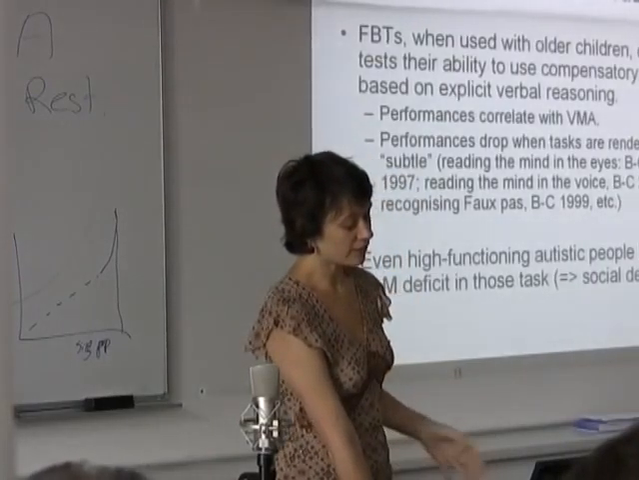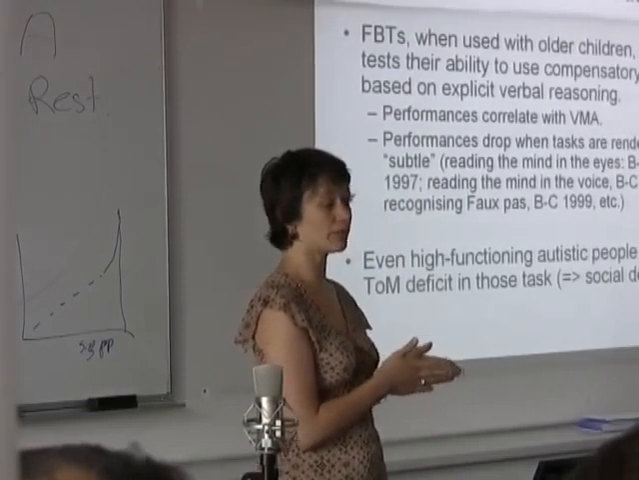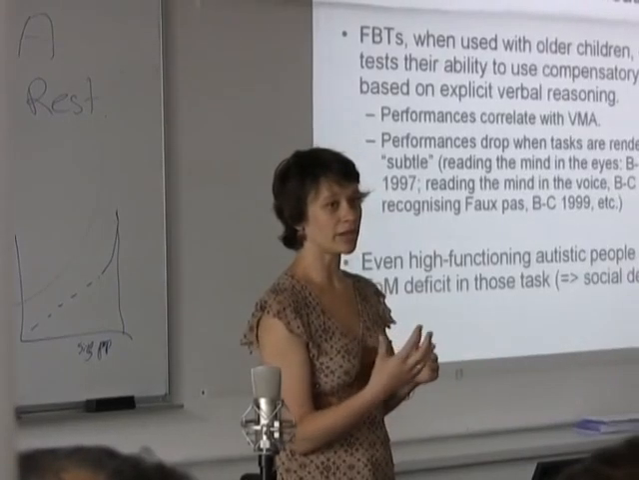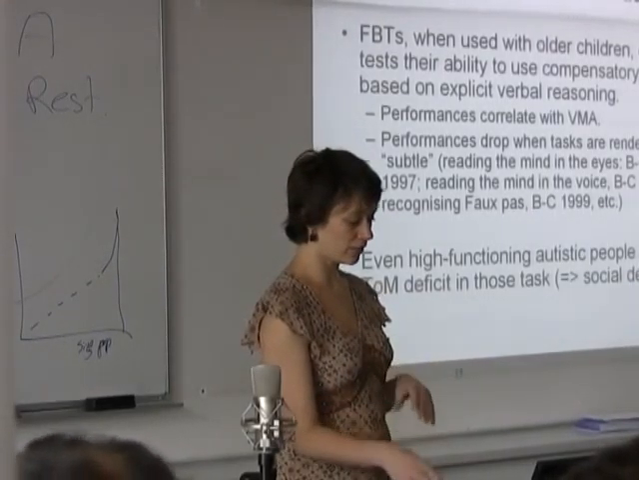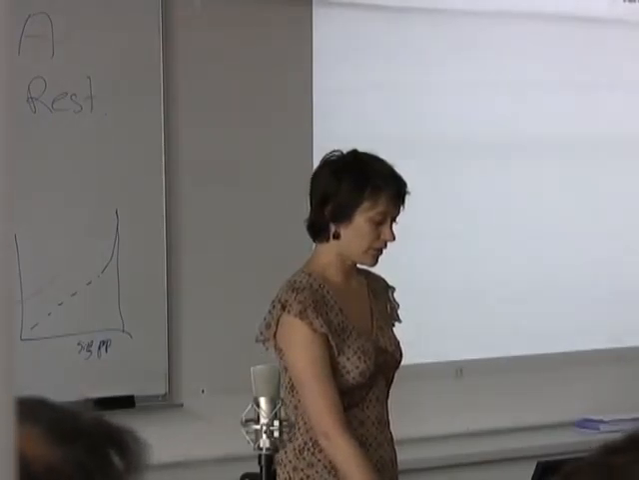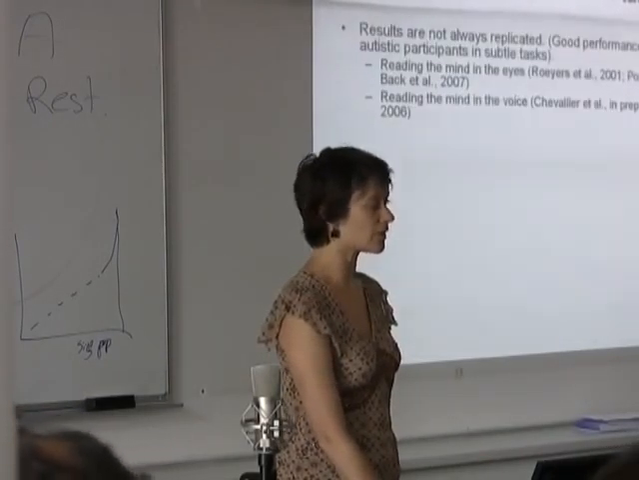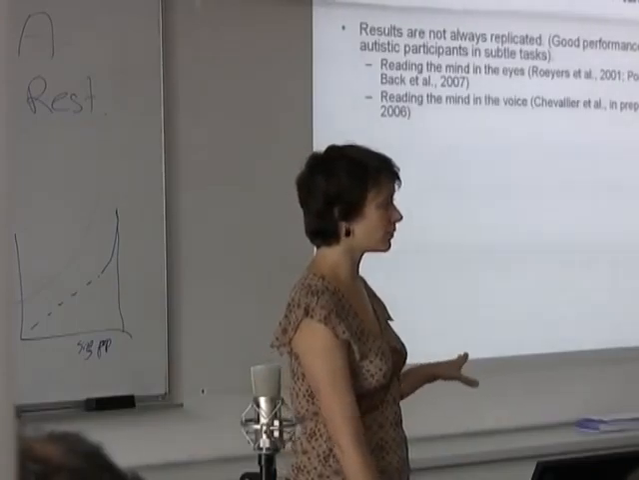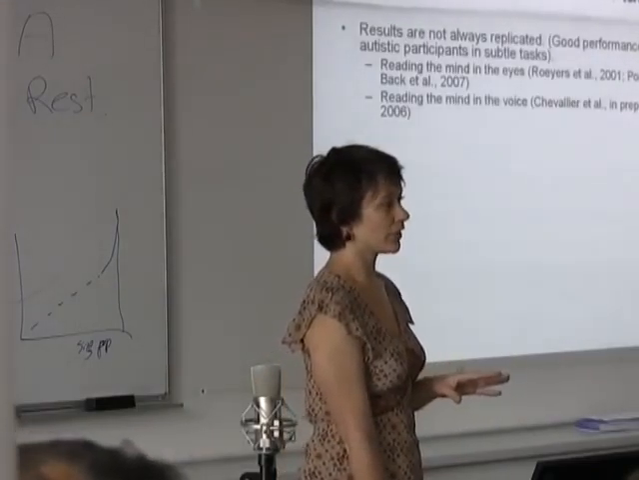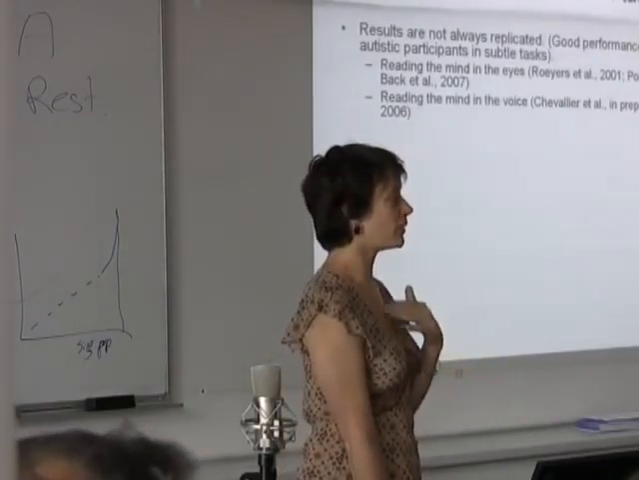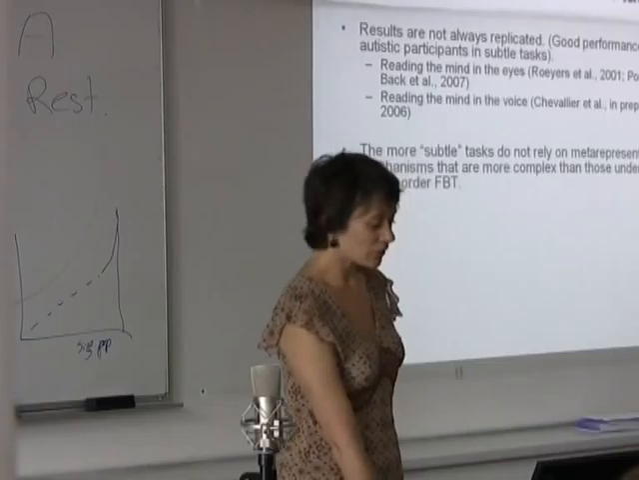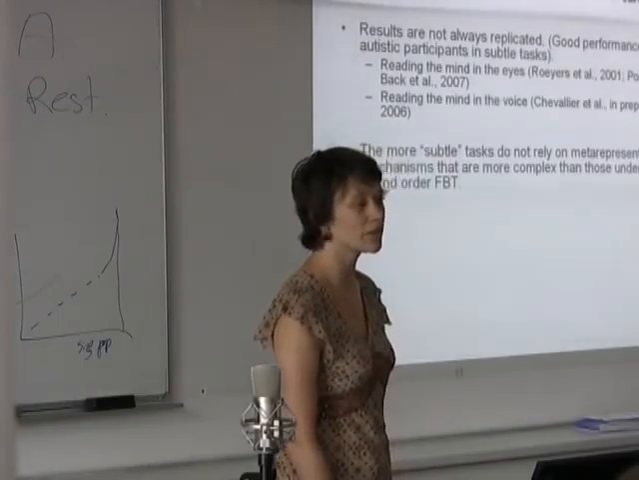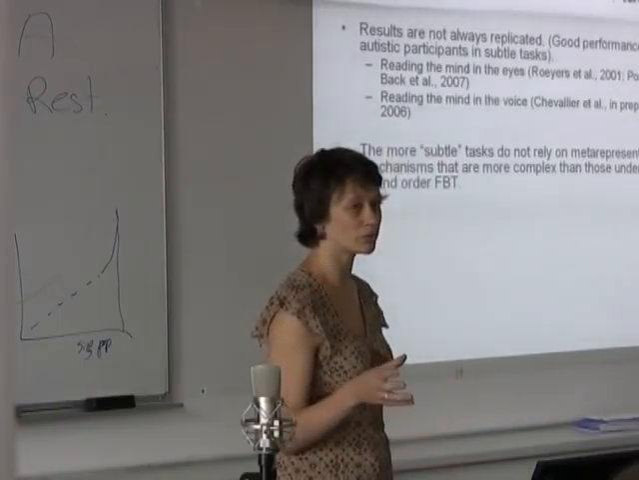So one way to save the standard model is to say, well, look, there's this subtle ToM deficit in autism. And this subtle ToM deficit, as evidenced by those subtle theory of mind tasks, could be at the core of the persisting social deficit. So I'm going to criticize those ToM tasks on two grounds. The first one is that the results are not always replicated, in tasks that are using the very same material as Baron Cohen, and in original tasks. I've been the victim of trying to replicate those results, but I won't give you the details. And also, it's not really clear what those subtle tasks are testing. Indeed, they do not rely on meta-representational mechanisms that truly differ from the ones that are involved in false belief tasks.